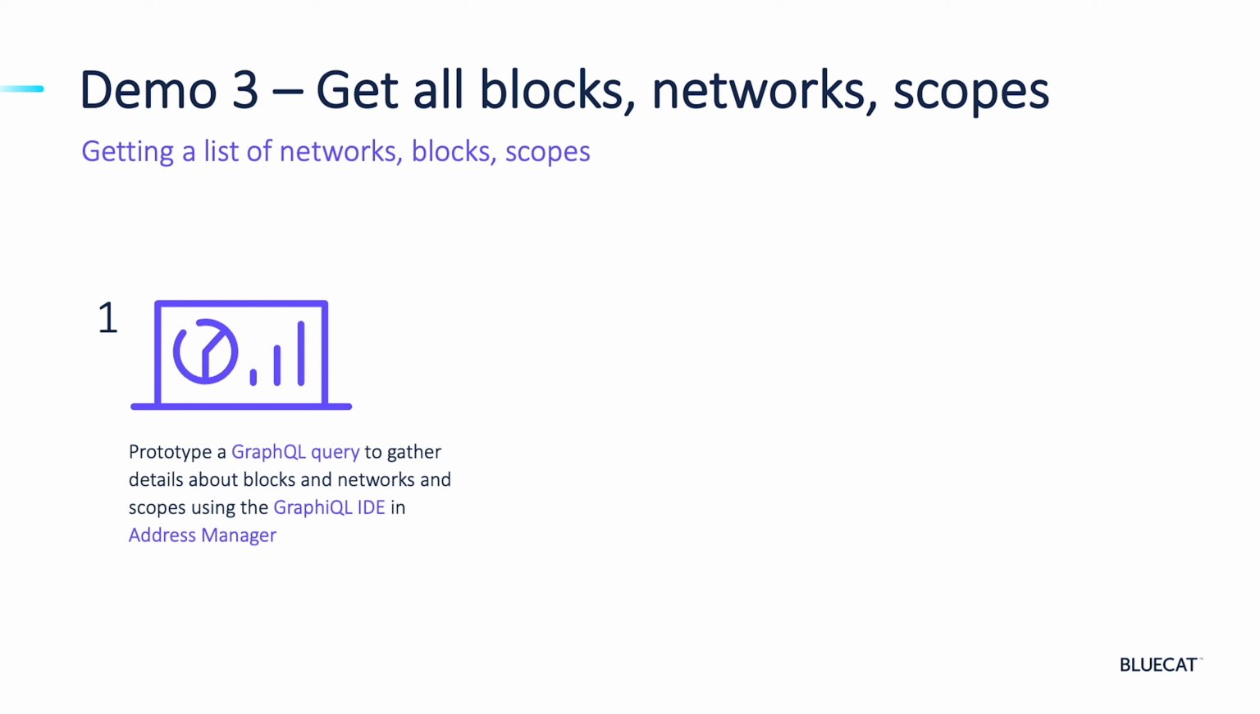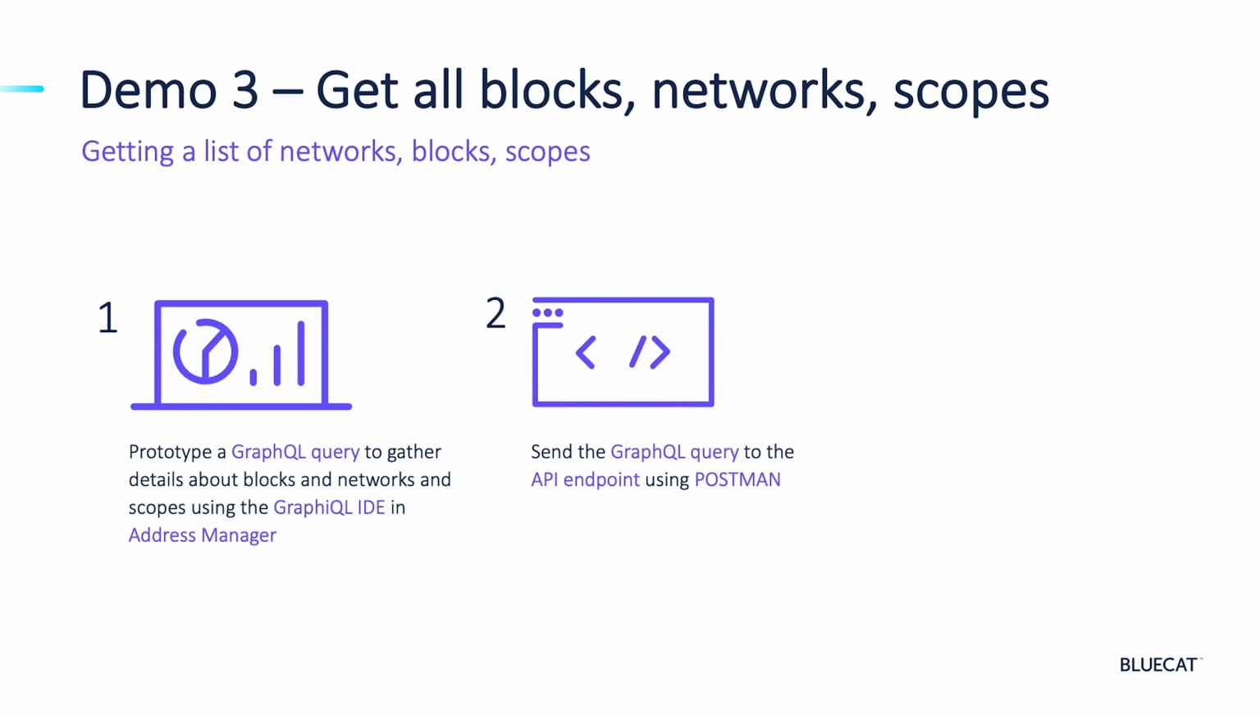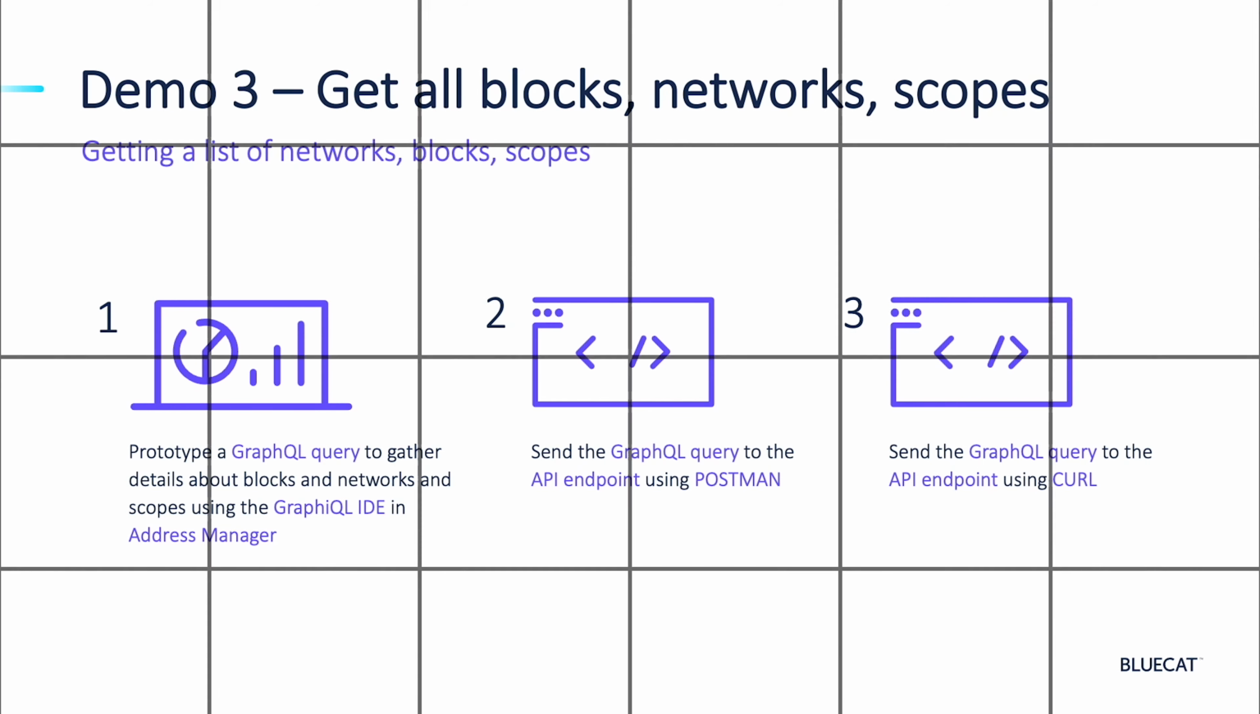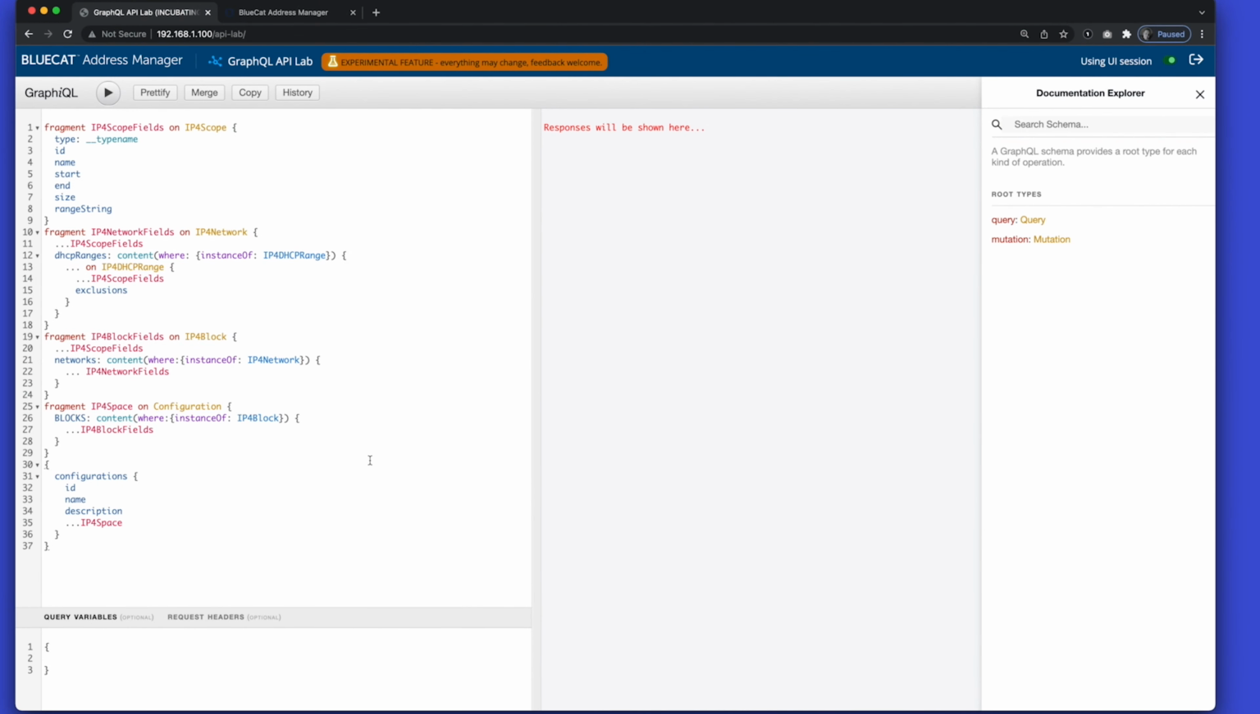We're going to be using fragments again, but this time very extensively. After prototyping the call in the Address Manager IDE, we're going to move to testing it in Postman against the GraphQL endpoint, and finally running our shell script curl command to see our report. Our Demo 3 query is already in the IDE. It first looks at configurations, gathering the ID, name, and description.